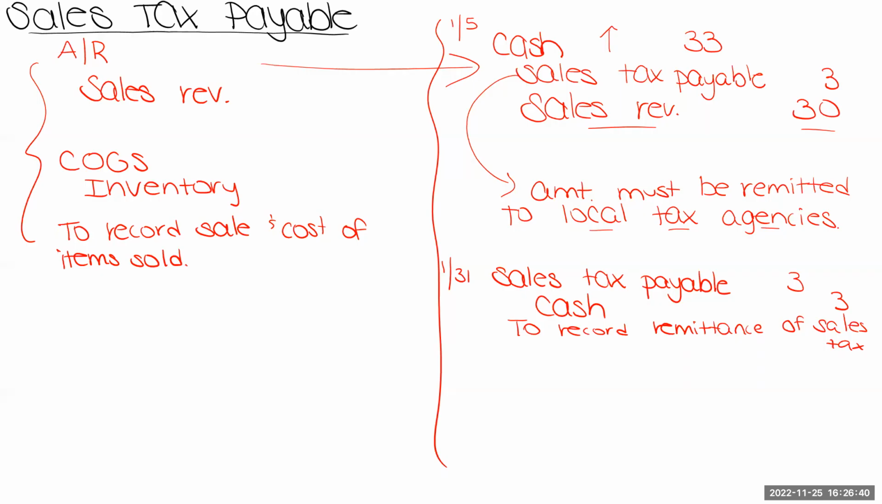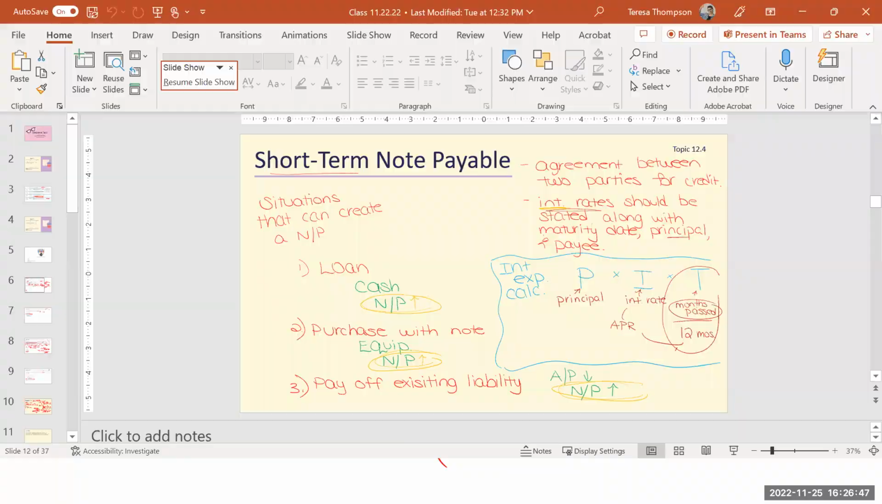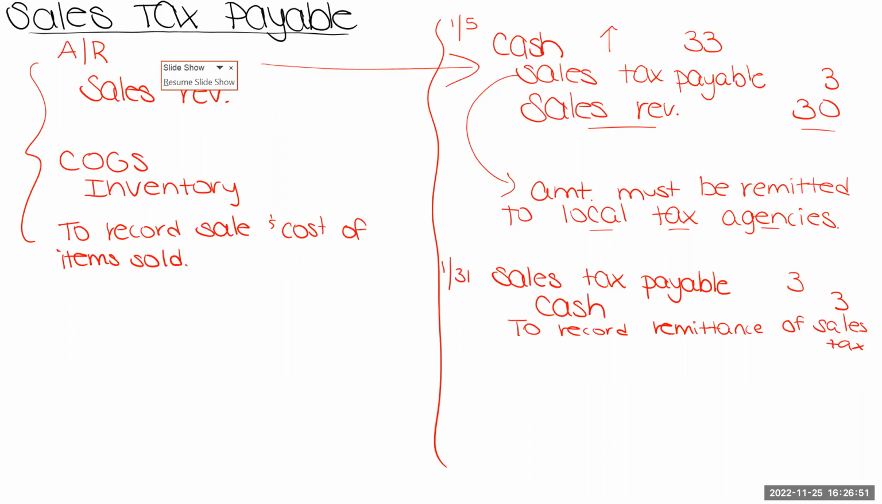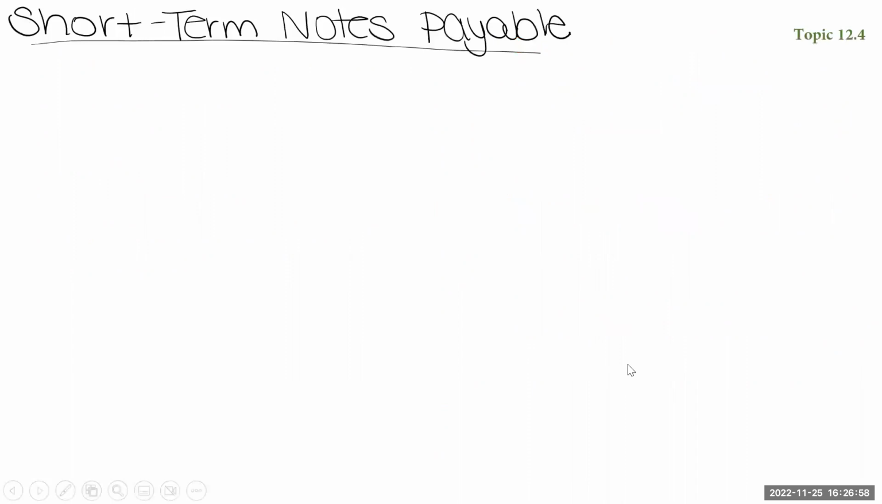All right, in our last video, we went over the current liability known as sales tax payable. And we reviewed journal entries, calculations, remittance, all of that. Now we're going to go on to another current liability, short-term notes payable.